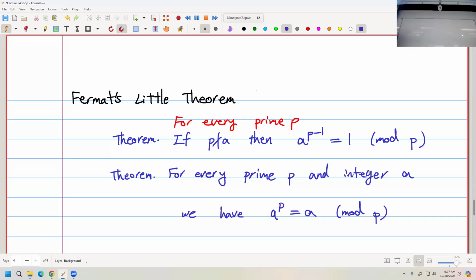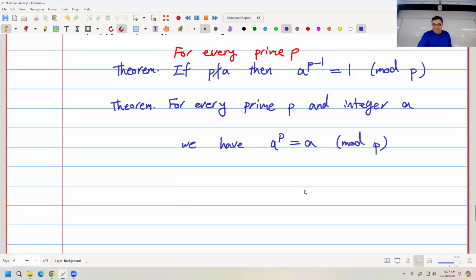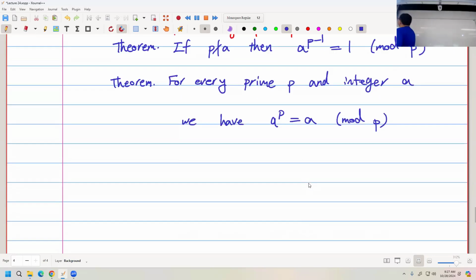Because a to the power of p minus 1, if it's 1, then I can just multiply both sides by a. And also, if a and p are relatively prime, then I can divide both sides by a. So it's the same thing, except that now it also works for 0, right? Because now I can say 0 to the power of p is 0. So I'm just writing my theorem in this way so that it also works for 0.